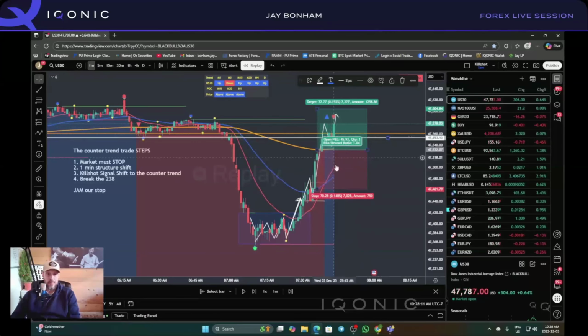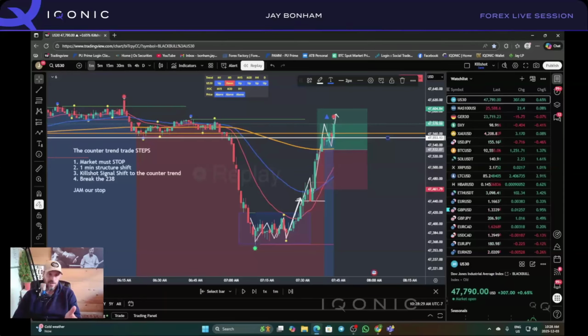So we want to make sure we jam our stop to add to our wins, to add to what Kill Shot got us this week. These are bonuses, and we want to make sure we add them. Okay, so those are your rules, your counter trend trade steps. And obviously you guys can add different pieces.